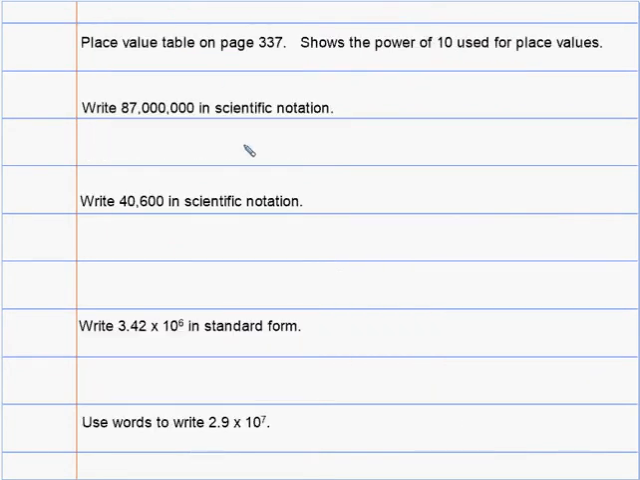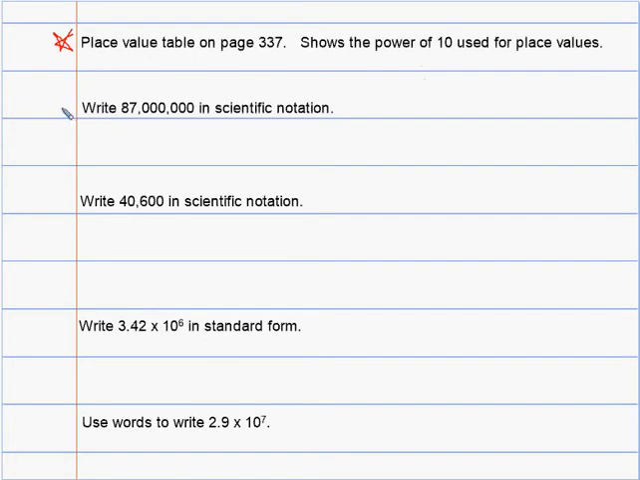So let's put numbers into scientific notation and then put them from scientific notation back into standard or decimal form. There is a place value table on page 337 that shows the powers of 10. They're used for place values. So if it's thousands, it's 10 to the third power. That might be helpful, but it's not necessary.